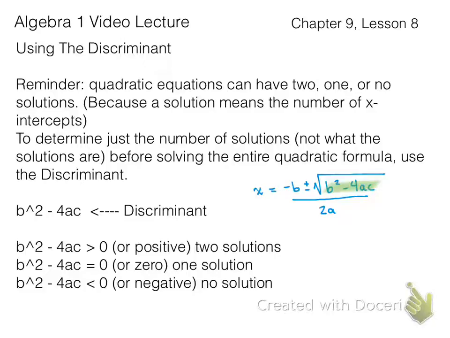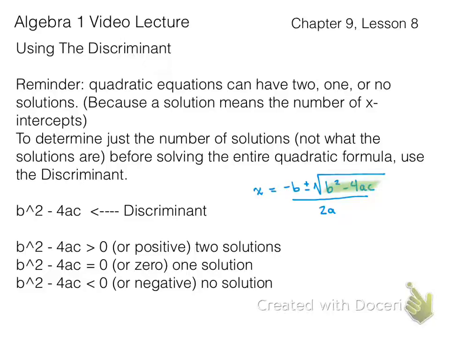Anyway, if you plug everything into the discriminant and you get a positive answer, something greater than 0, there's going to be two solutions. If you get a discriminant that equals 0, there's only one solution, and if you get a discriminant that equals a negative number, there's no solution. Okay? It's as easy as that.